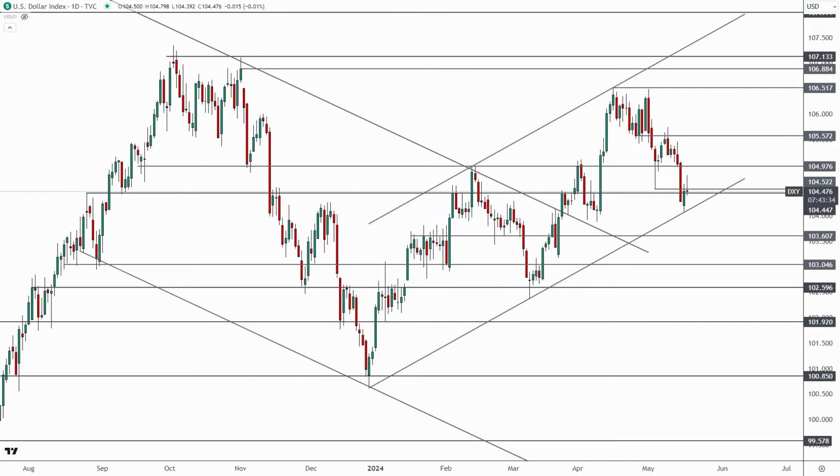In today's weekly Forex forecast, we are talking about the DXY, the EURUSD, the Pound USD, the Australian dollar versus the USD, and also the Australian dollar versus the New Zealand dollar for the week ending May 24th, 2024.